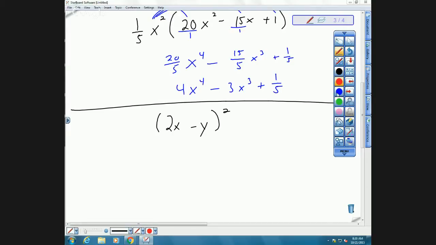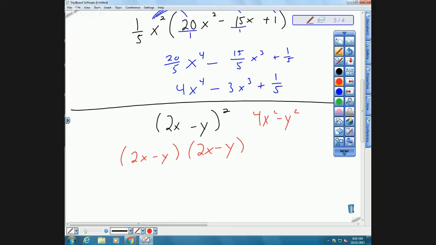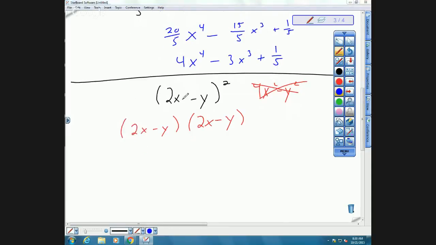You're multiplying it by itself in parentheses. I'm multiplying it by itself twice, right? Multiplying by itself twice. So don't just write 4x squared minus y squared. That's not right. Okay. Don't do that. I got to do this one times itself twice.